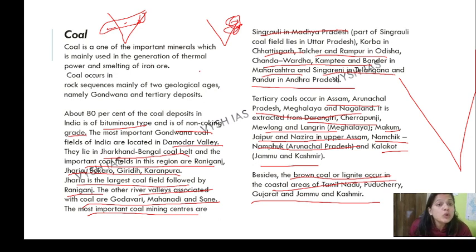So the key point for coal will be thermal power. Next will be Gondwana and tertiary. For Gondwana, remember the area located: the valleys, the Jharkhand, other river valleys, Mahanadi, Godavari. And when we talk about tertiary coals, then remember the northeast section. Got it? First you have to create that box in your brain, that where you are.